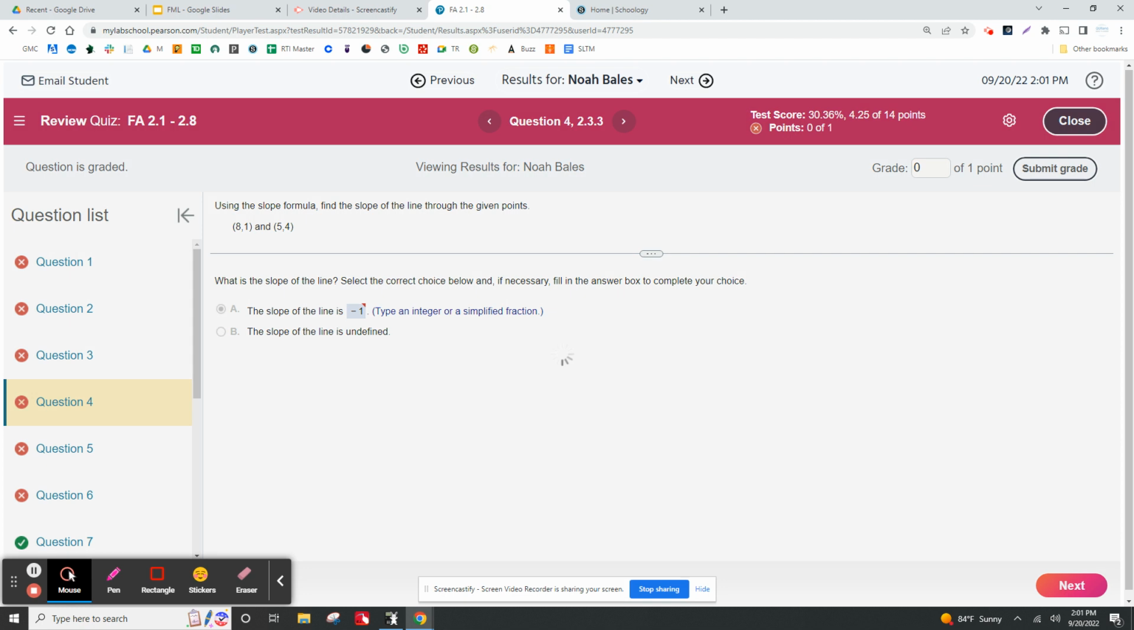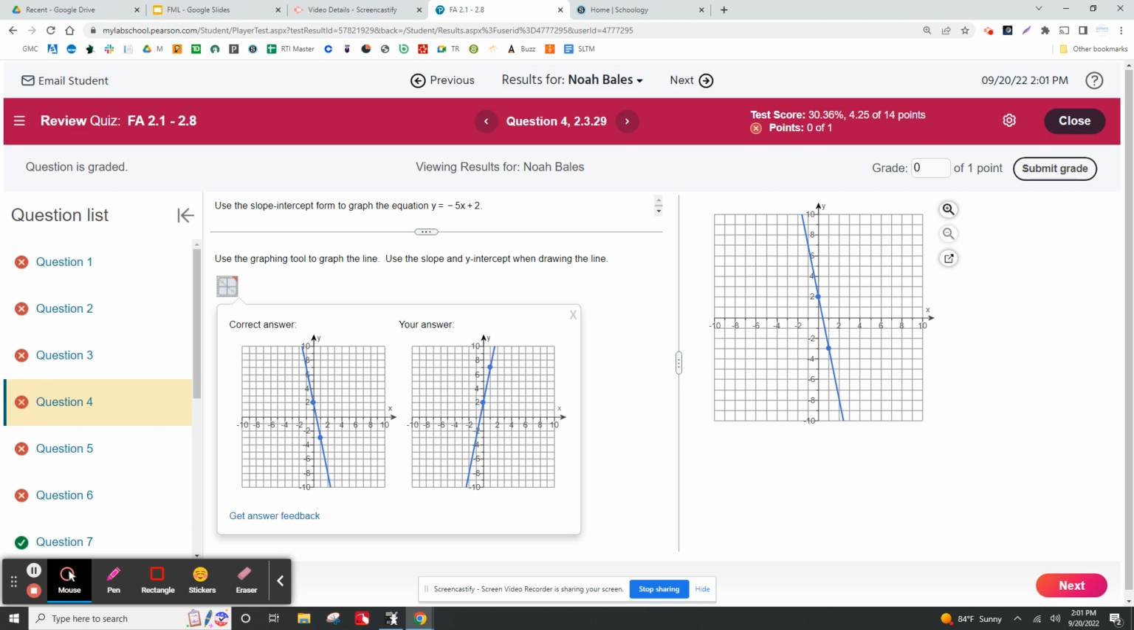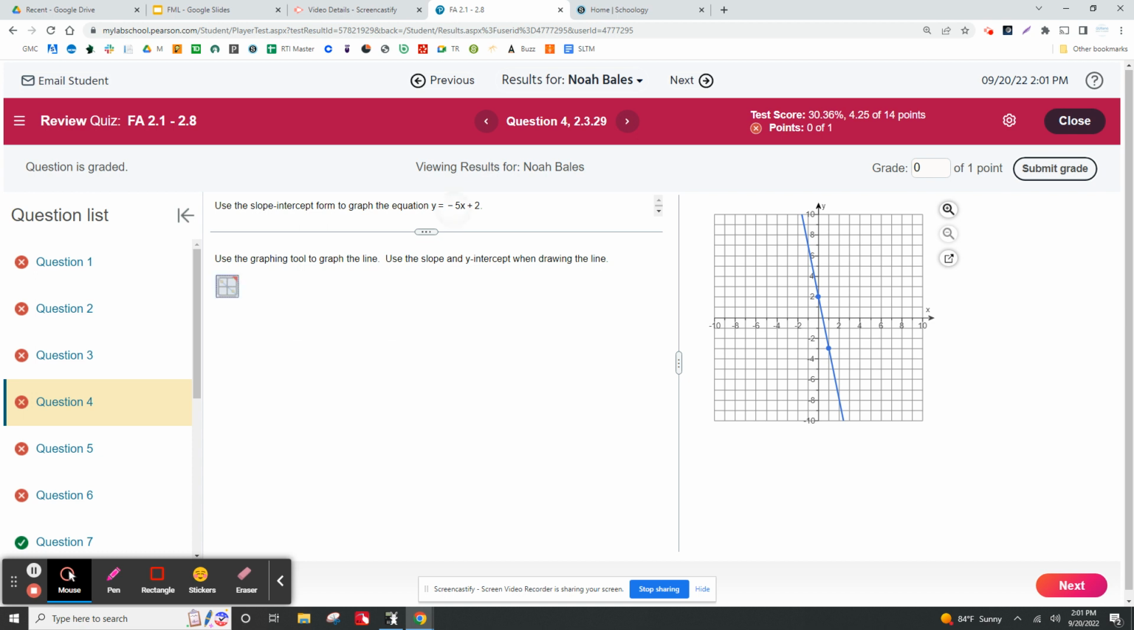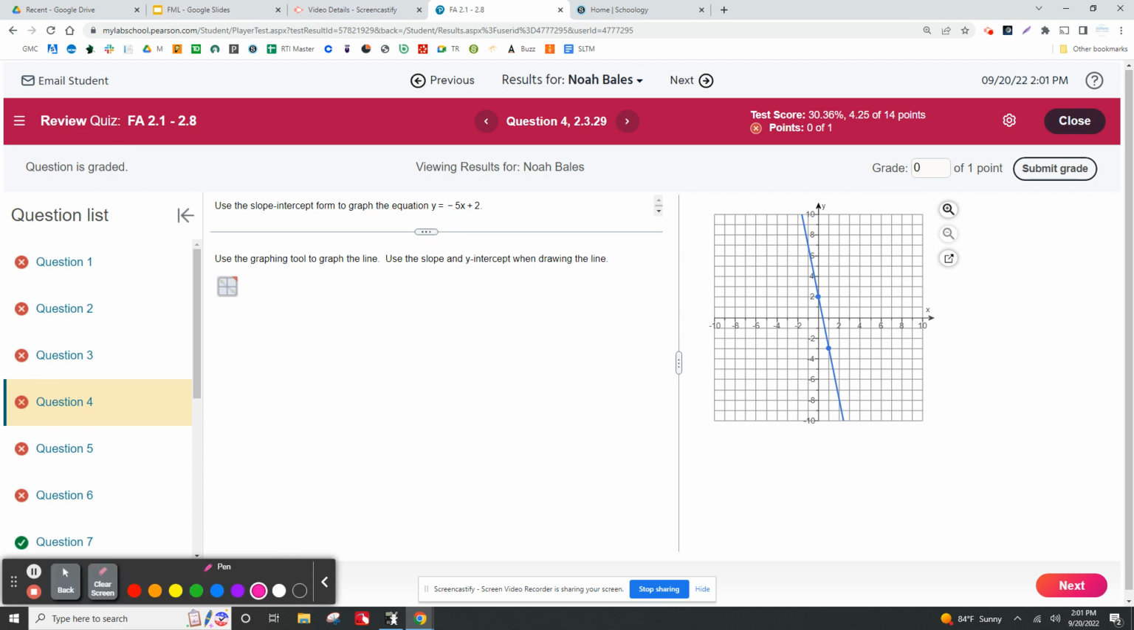All right, number 4. Okay, let's see what you had. All right, so notice your answer is increasing and your line, and this one is decreasing. But you did have the y-intercept right. That means you know what you're doing with the y-intercept, but you've got to pay very careful attention to the slope.